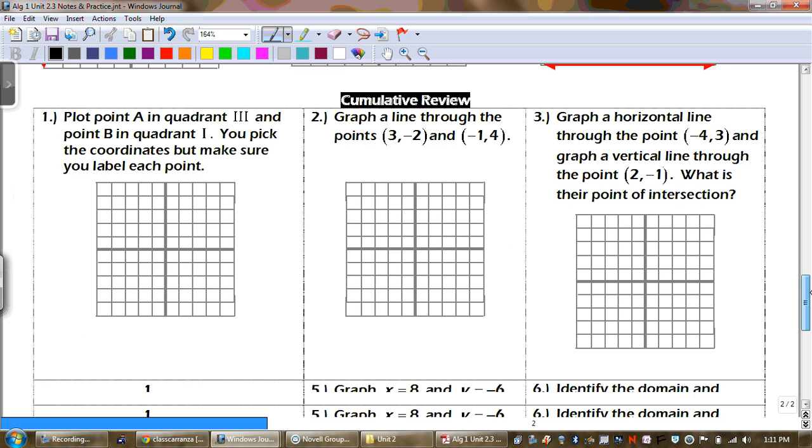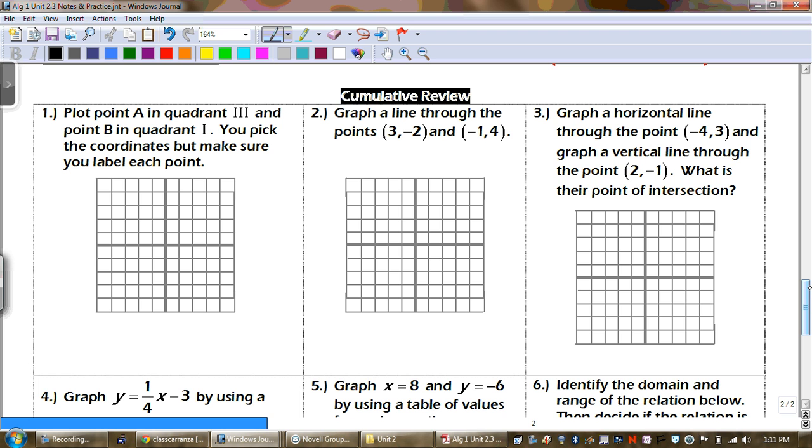All right, cumulative review. Now, in class, we kind of did this on our own, but I'm going to go through these. So, for number 1, it says plot point A in quadrant 3 and point B in quadrant 1. You pick the coordinates, but make sure you label each point. Okay? So, you can do different points than me or the same points as me.